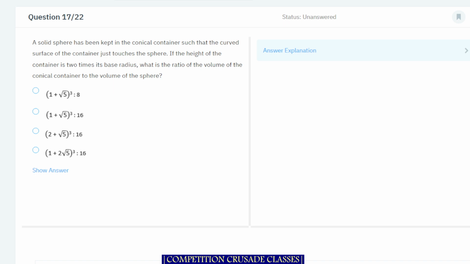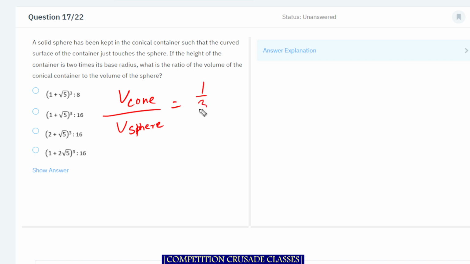What is the ratio of the volume of the conical container? Okay, so what is it that we are supposed to find out? We are supposed to find out the volume of the cone by the volume of the sphere. Okay, volume of the cone क्या होता है? 1 by 3 pi r square h, right?